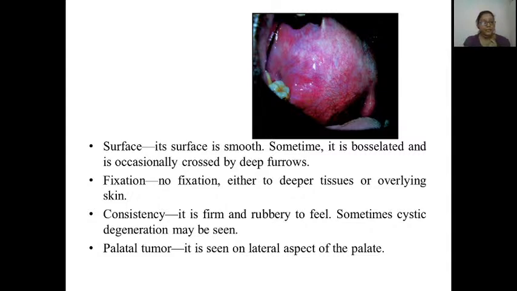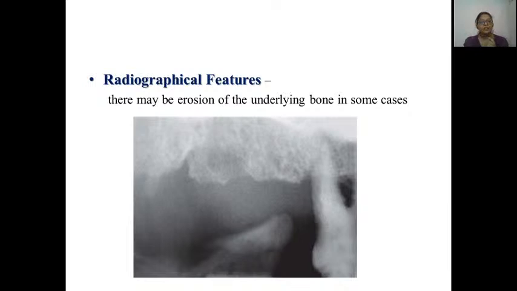Usually seen in the palate, its surface is smooth. Sometimes it is bosselated and occasionally crossed by deep furrows. There is no fixation either to the deeper tissues or overlying skin. It is firm and rubbery in consistency, and sometimes cystic degeneration may be seen, mostly in the palate. As I said, it is seen in the lateral aspect of the palate. Radiographically, we may see erosion of the underlying bone in some cases.